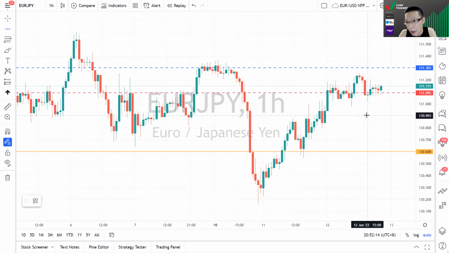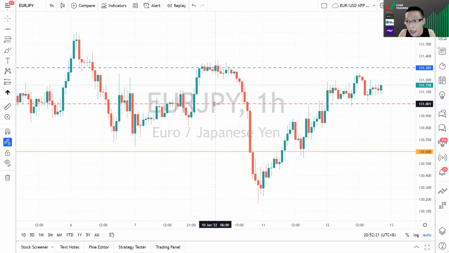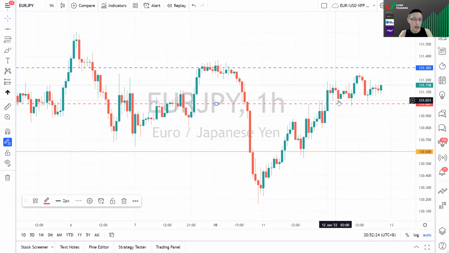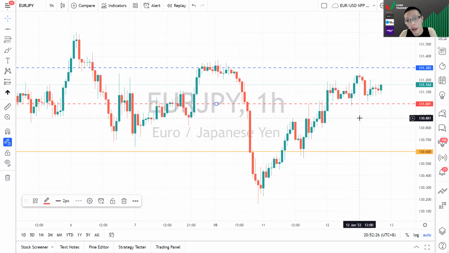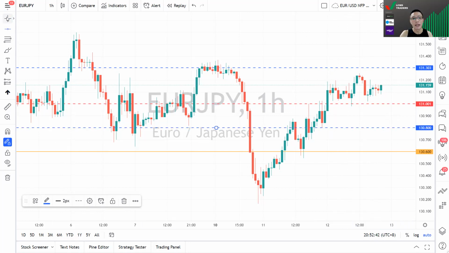Now in a scenario whereby the 131 level should be over here, I don't know what's wrong. So if that's the case, sorry, my bad. Let me take back what I've said just now. Euro yen has already broken above 131. I wouldn't want to look for selling opportunities at this time. If it breaks below 130.8, maybe I'll be looking for selling opportunities. But at the moment, it's trading above 131.